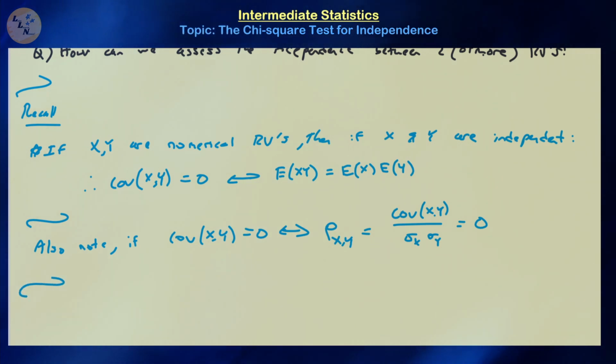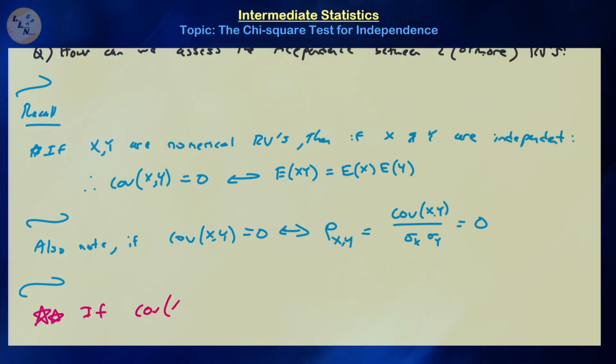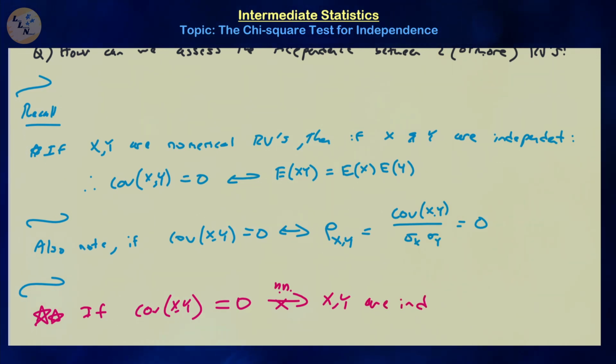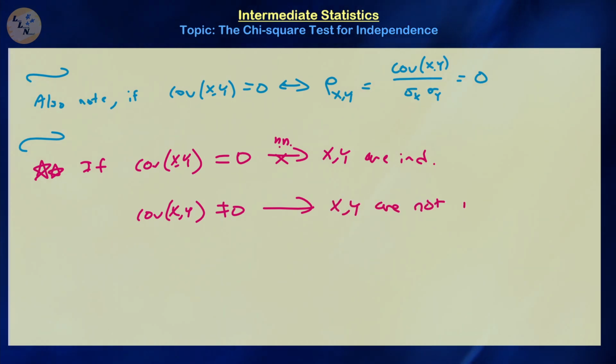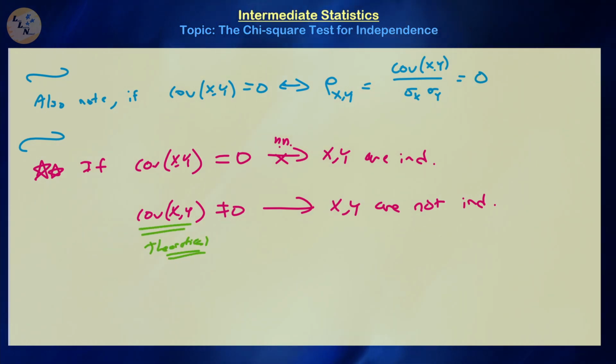A very important thing that you need to keep in mind here: if the covariance between these random variables is equal to 0, that does not necessarily imply that x and y are independent. But if the covariance between them is not equal to 0, then that does imply that x and y are not independent. And keep in mind that this is a theoretical observation, not an empirical one.